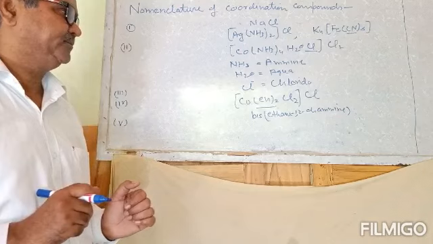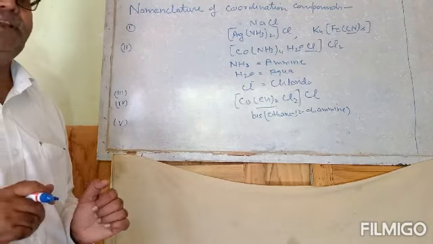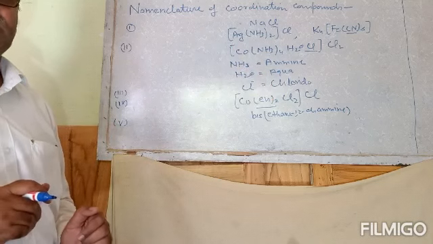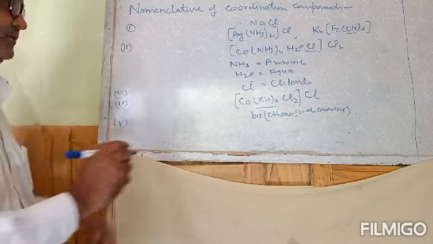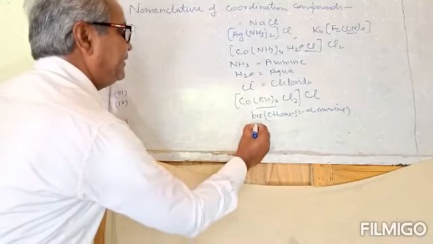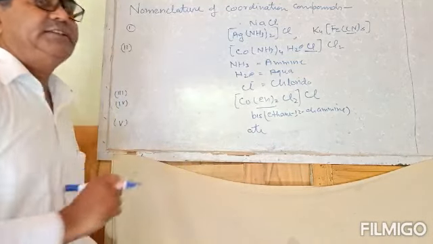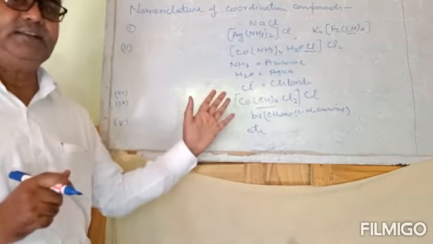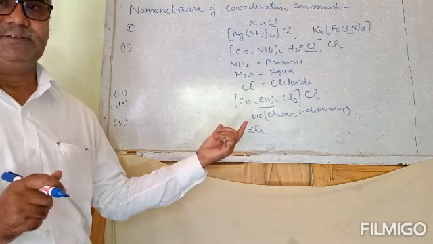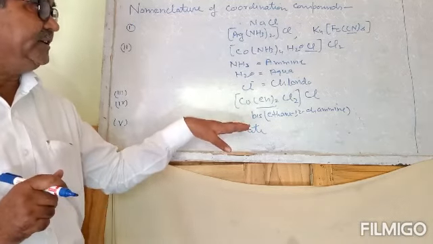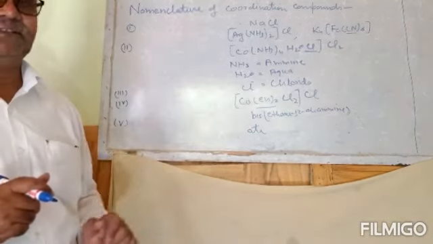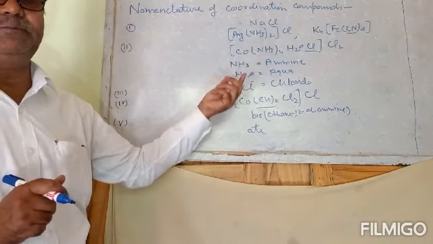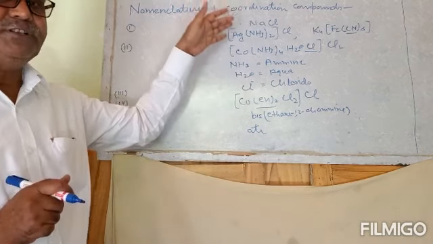But if it is present in the anionic part, then the suffix -ate is added in the name of the element. And then the oxidation state is written. The oxidation state is written in both cases, whether the central metal atom is present in the anionic part, the cationic part, or the compound is neutral.